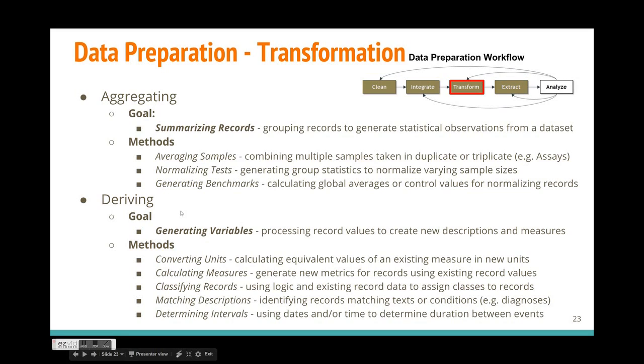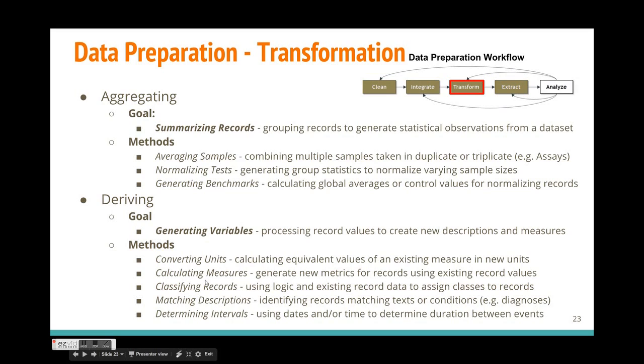When we're deriving, we're generating new variables by processing record values to create either measures or descriptions, more information that can be used to evaluate your data set. The methods included there are converting units, such as pounds into kilograms, which we'll do together, and calculating measures, such as calculating the BMI, which normalizes for a person's height and weight in terms of understanding their healthiness.